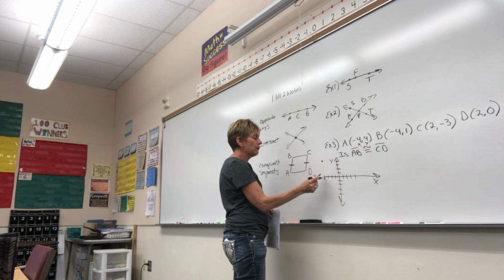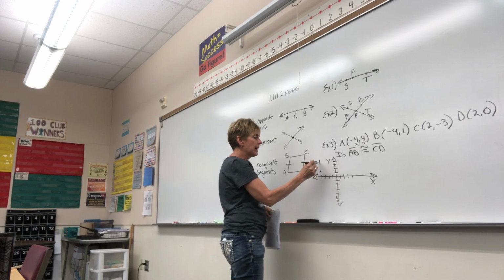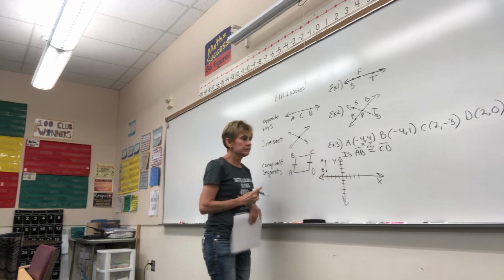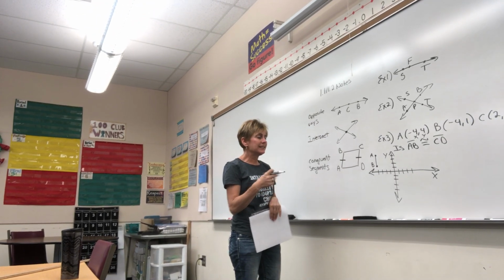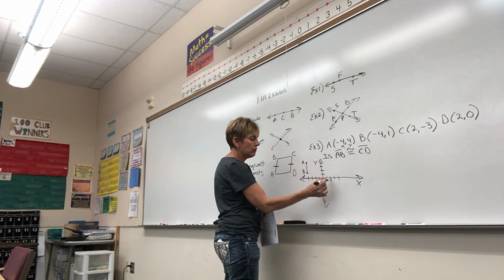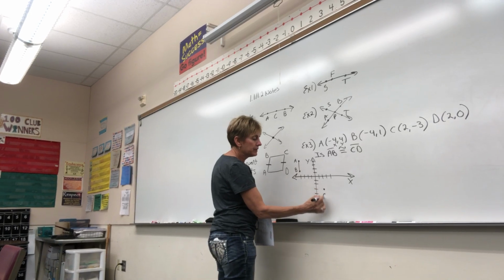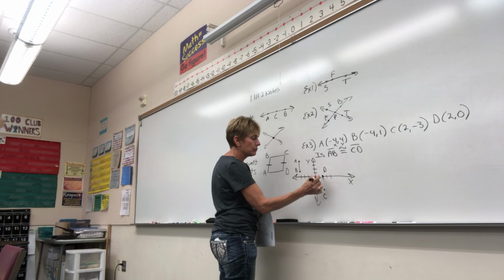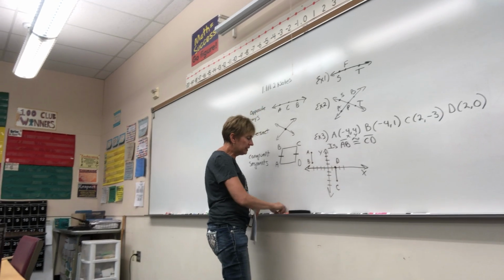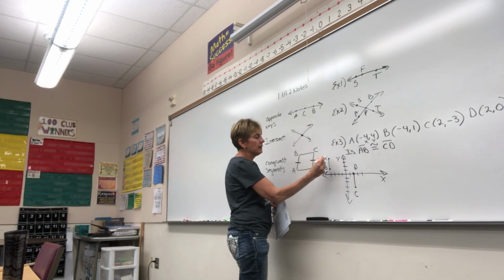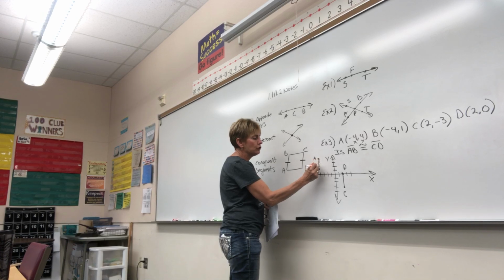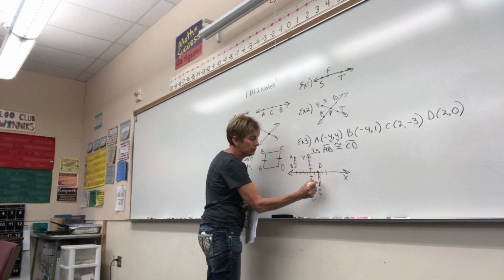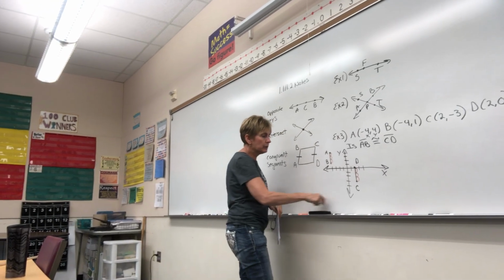For B, we would go 4 to the left and 1 up. So that would be our line segment AB. Now, to plot CD, we're going to go 2 over and 3 down for C, and 2 over and 0 up for D. Of course, I did not draw this grid perfectly. But we can count here, and we can see that line segment AB is 1, 2, 3 units long, and CD is also 3 units long. So we would say yes.